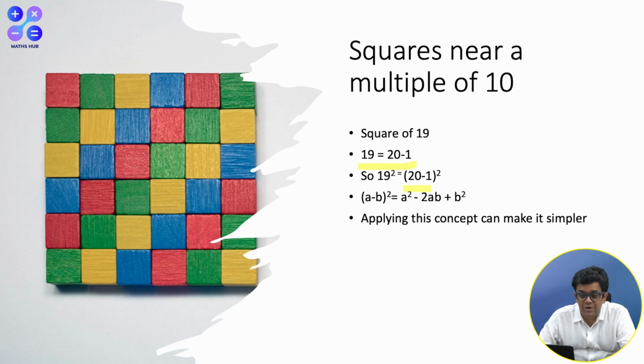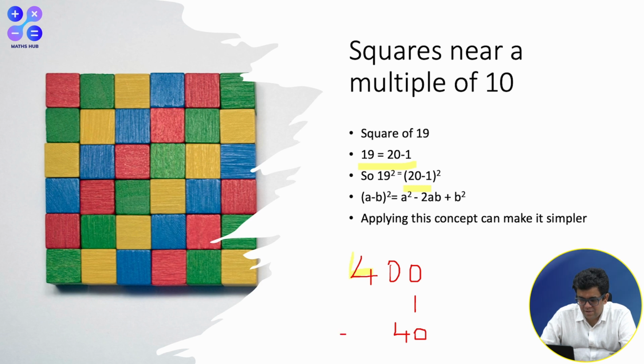Now let us apply the formula a minus b the whole square is equal to a square plus b square minus 2ab. This way, we calculate this number as 400 plus 1 minus 2 into 20 into 1, which is 40. Correct? So this becomes 361.